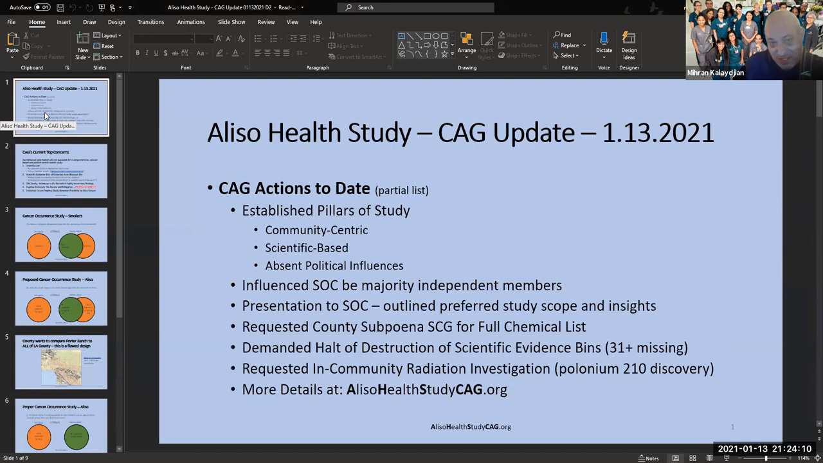You already received this, if I'm not mistaken. This is talking about the community, that the health study must be community-centric, scientific-based, and absent from all political influences. We do have a challenge on our scientific oversight committee.